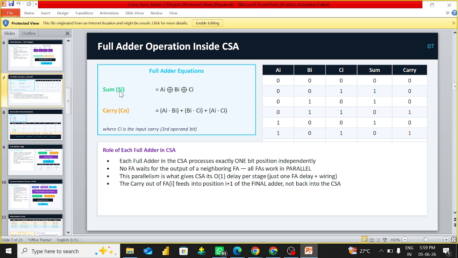So for sum to be generated, among these three inputs, only one input should be active at a time, right? Then only your sum is going to be generated. Otherwise no sum will be generated. For carry, based on this equation, if you calculate the bit of every input, then you will get the output. We are not going to discuss these equations, because previously we have learned how to solve this equation using a truth table.